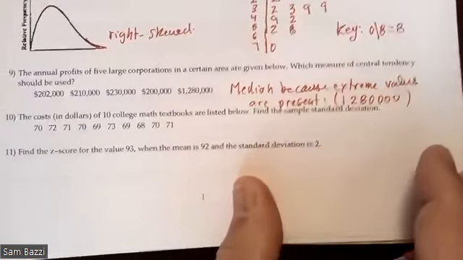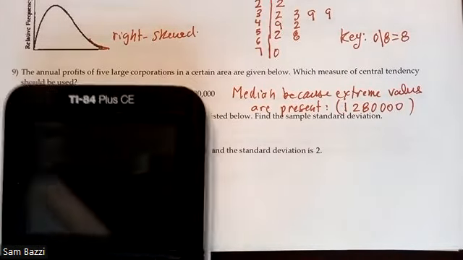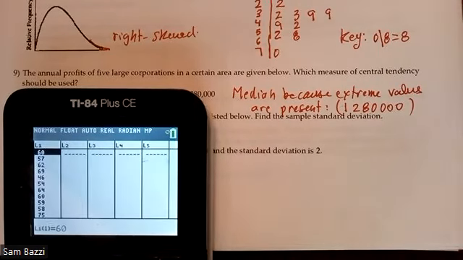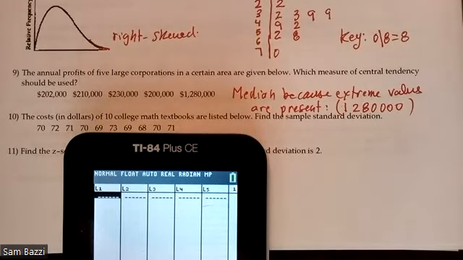All right. Number 10. The cost in dollars of 10 college math textbooks are listed below. Find the standard deviation. Not only we're going to find the standard deviation, we're going to find the mean, we're going to find the median, we're going to find anything that we can do using the calculator. So let's show you how to do this on the calculator, guys. Just turn the calculator on first. You go to Stat, Edit, and let me make sure that my list is clear, L1. And then I'm going to enter the data. So just 70.